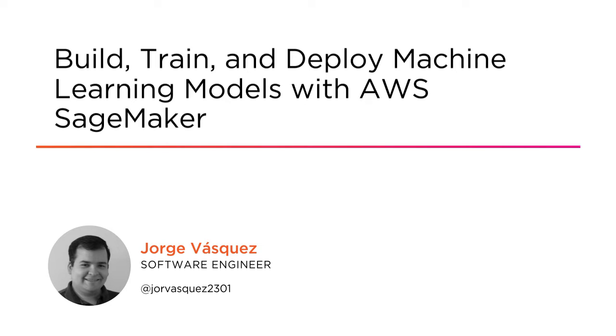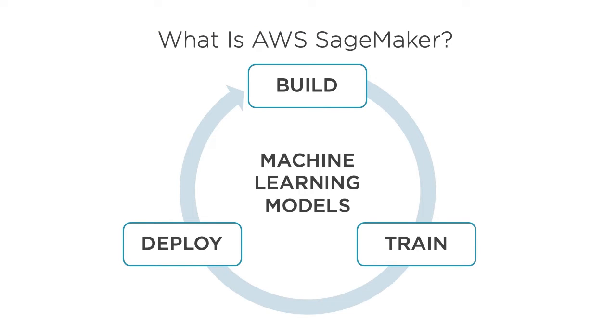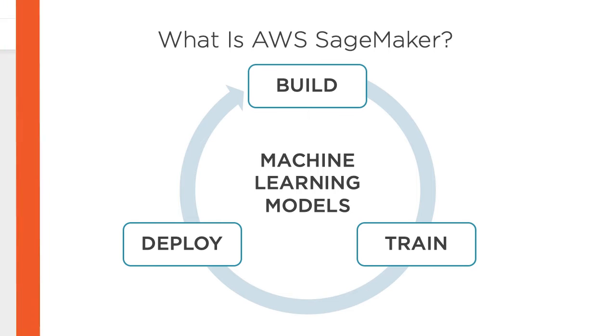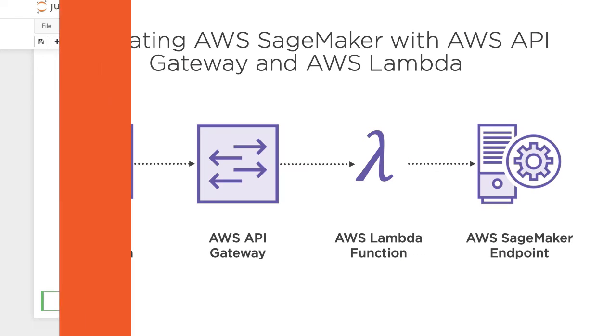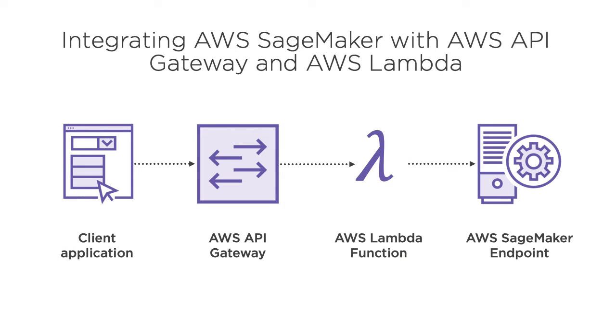AWS SageMaker is a fully managed machine learning service and it's a great place to start if you want to quickly get machine learning into your applications. In this course, you are going to learn the skills you need to create machine learning models in AWS SageMaker and to integrate them into your applications.